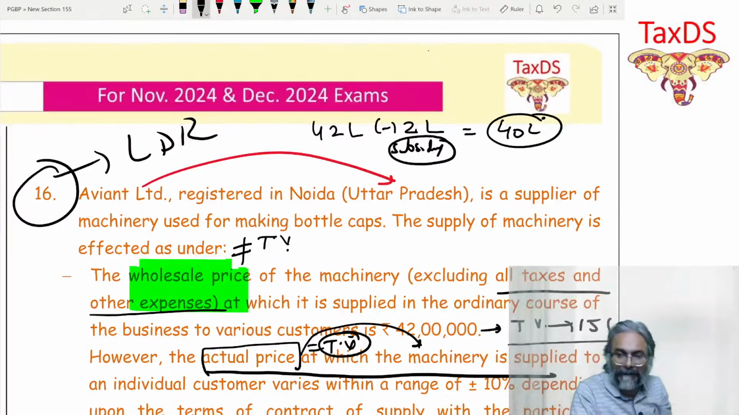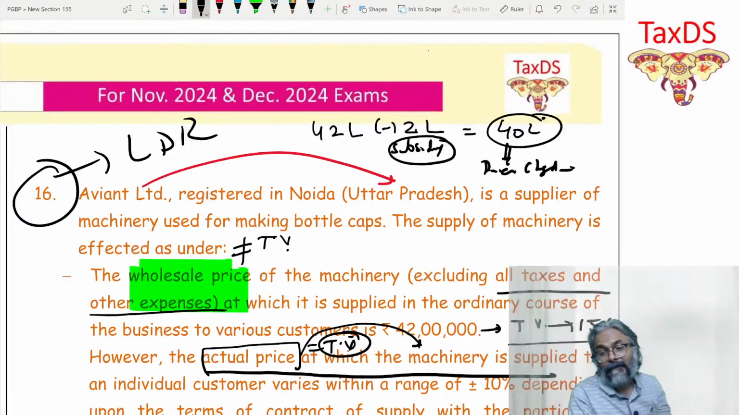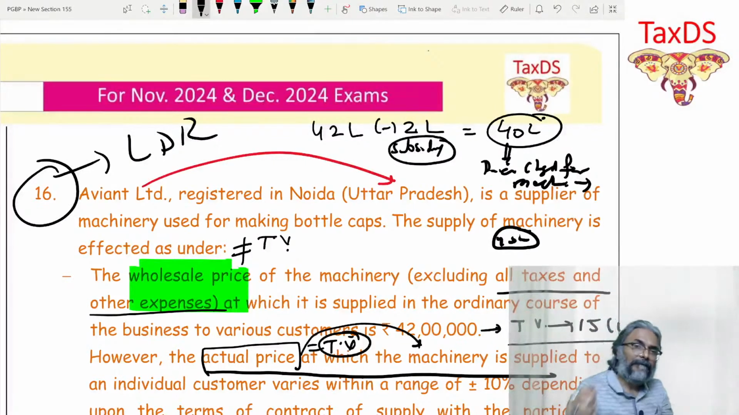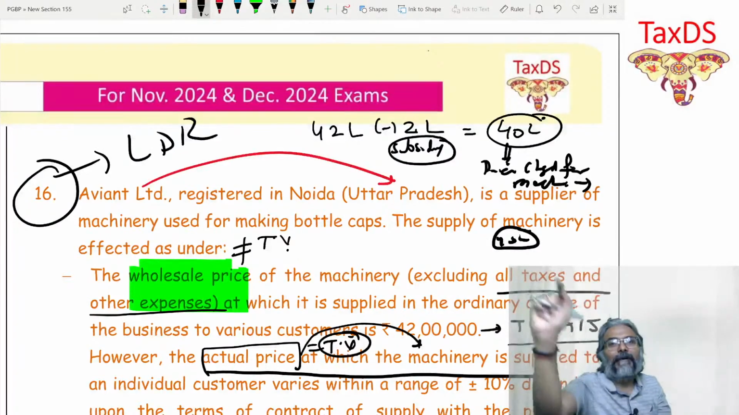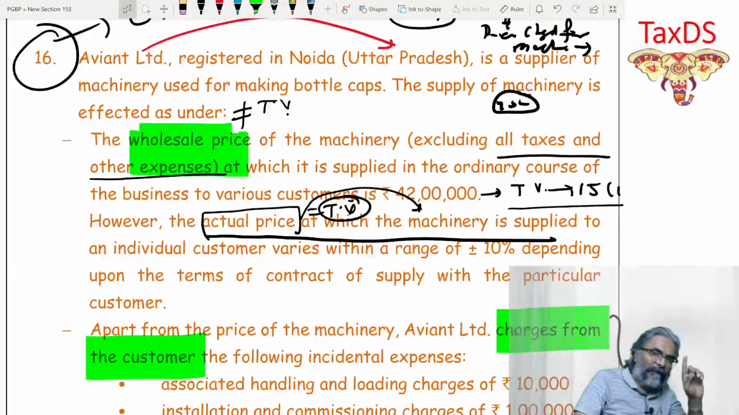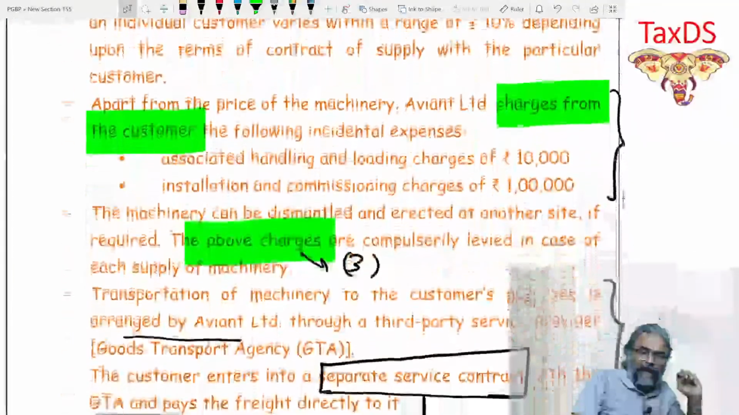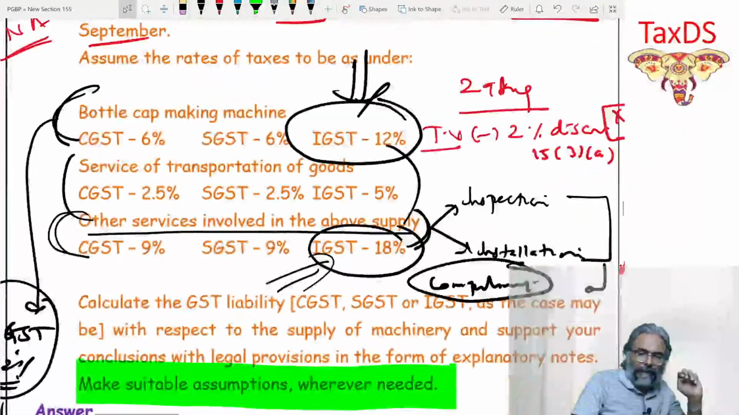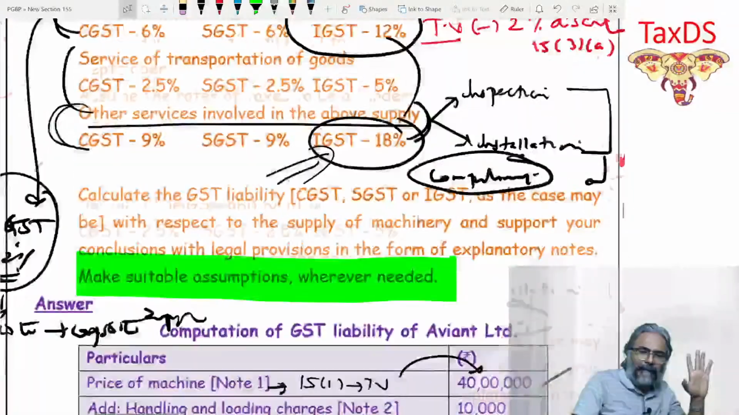So this is the actual price which is charged for the machine. For the machine, how much? 40 lakhs. And on that, the discount has been given. Now, my question to all of you in this context, be careful. So now I hope all of you are clear with this one.